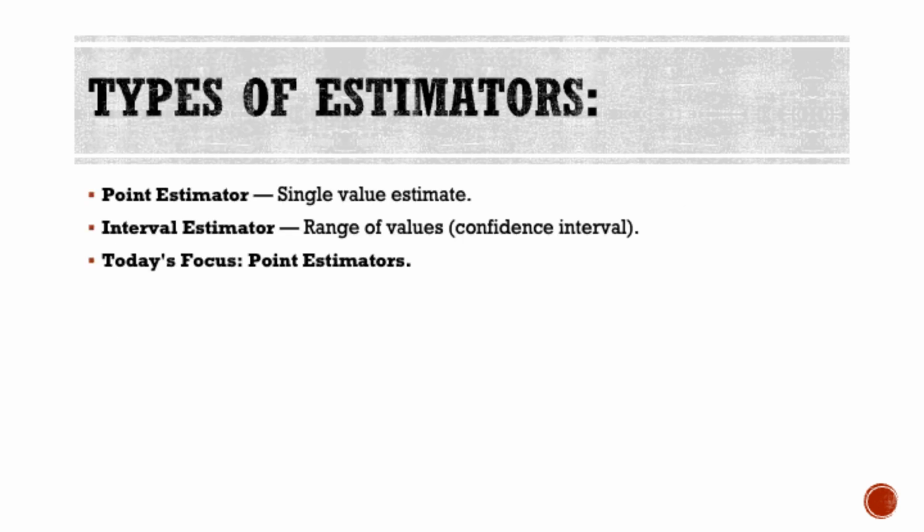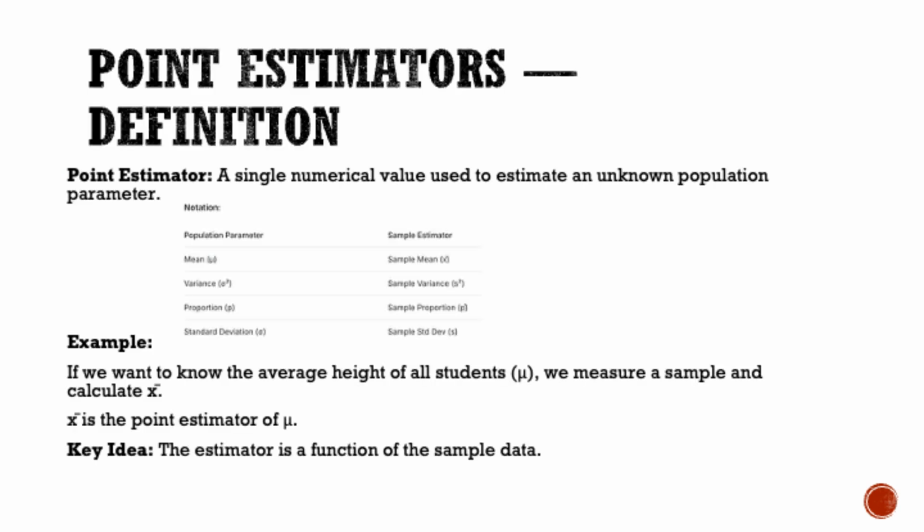There are two main types of estimators. Point estimators give us a single numerical value as an estimate. Interval estimators give us a range of values known as confidence intervals. Today we'll focus exclusively on point estimators. A point estimator is a single numerical value used to estimate an unknown population parameter.